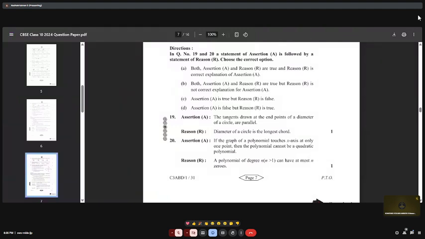Right. So assertion is true, reason is also true. So we have to choose between options A and B. So which one looks correct? Both assertion and reason are true, and the reason R is the correct explanation of assertion.